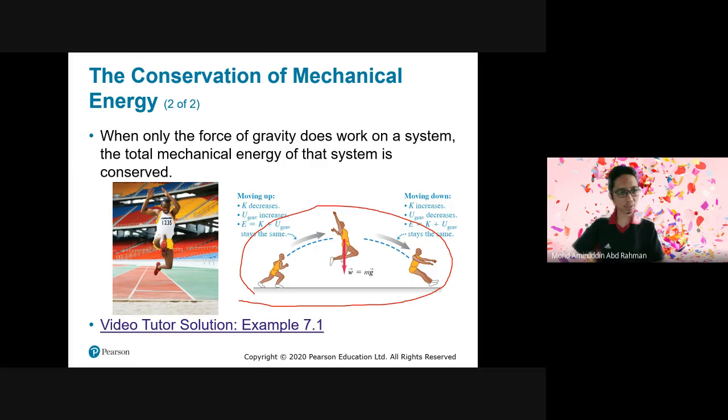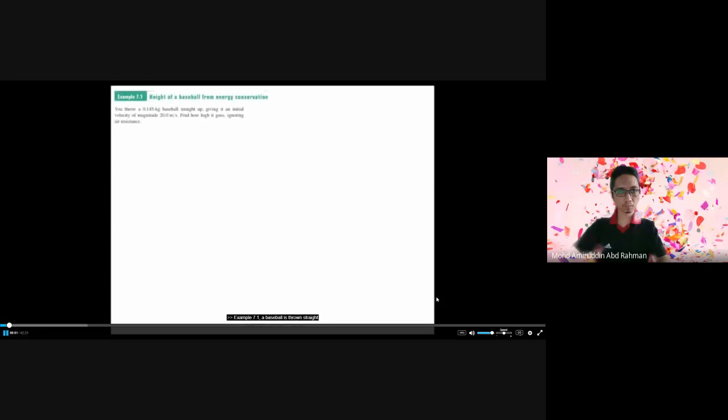So let's look at an example. In example 7.1, a baseball is thrown straight up in the air at an initial velocity of 20 meters per second. We'd like to calculate how high it goes, ignoring air resistance. So let's begin with a diagram of the motion. Here the ball is thrown from someone's hand and it reaches its maximum height. We're going to choose our coordinate system such that y equals 0 corresponds to the point where the ball just leaves the thrower's hand, and y2, the position we're looking for, is where the ball has 0 velocity at its maximum height.